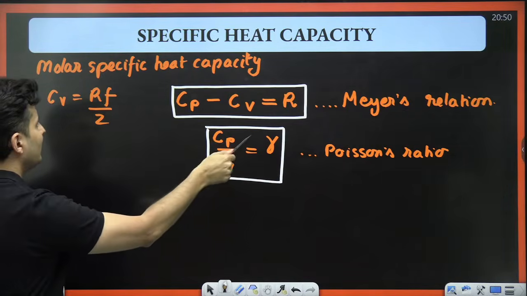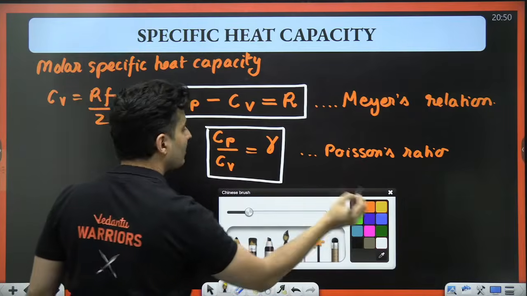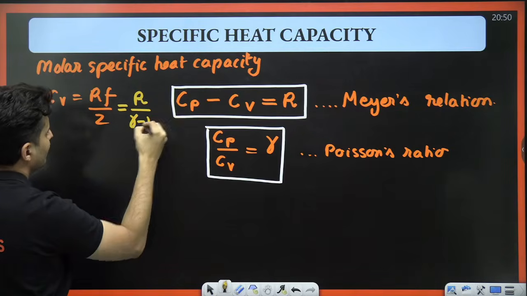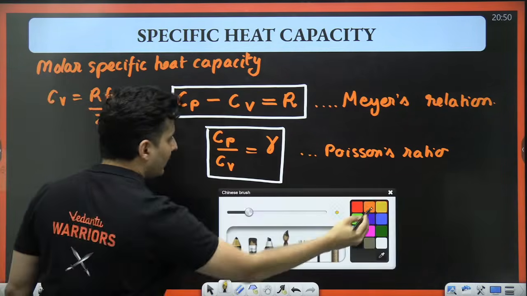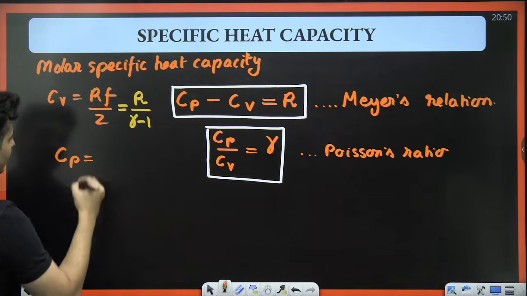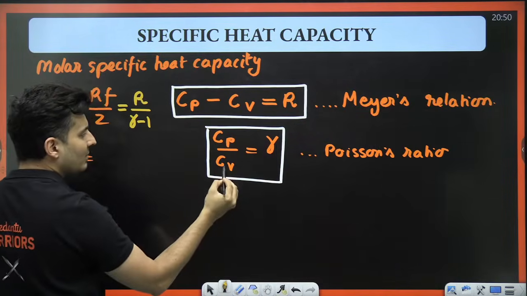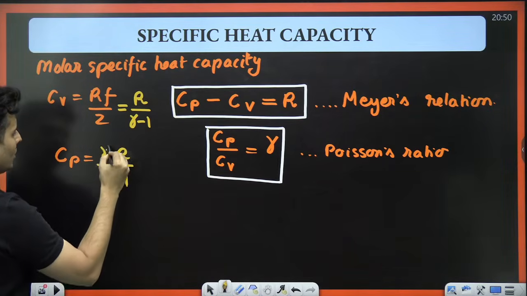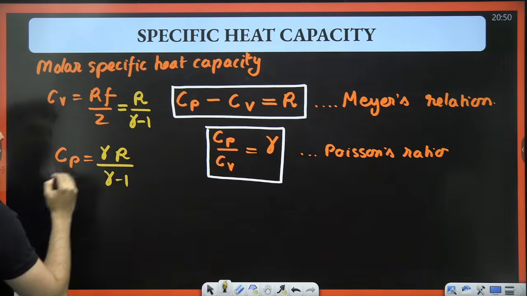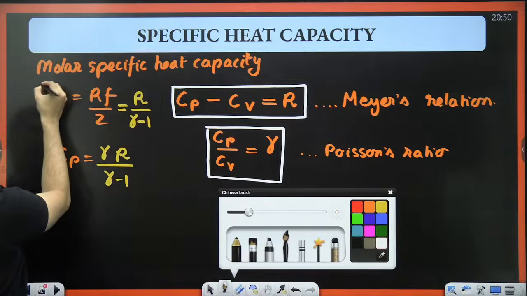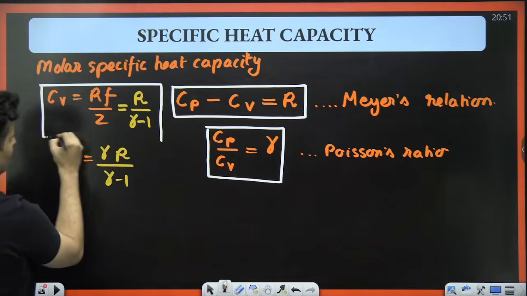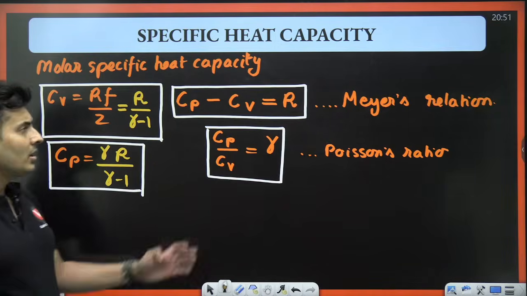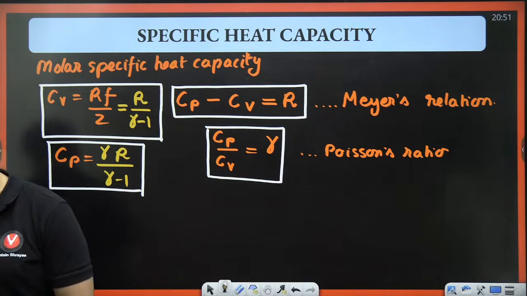If you use this and substitute it over here, you can also write this formula as R upon gamma minus 1. And you can also write Cp using the same formula, because Cp is gamma times Cv. So whatever value of Cv you get, R upon gamma minus 1, you multiply it gamma times. That will be the Cp value. These are all some important things which you must know: Cp value, Cv value, all these relationships of specific heat capacity.